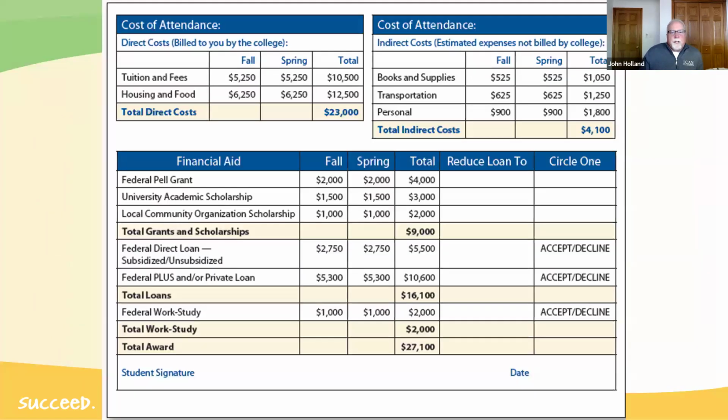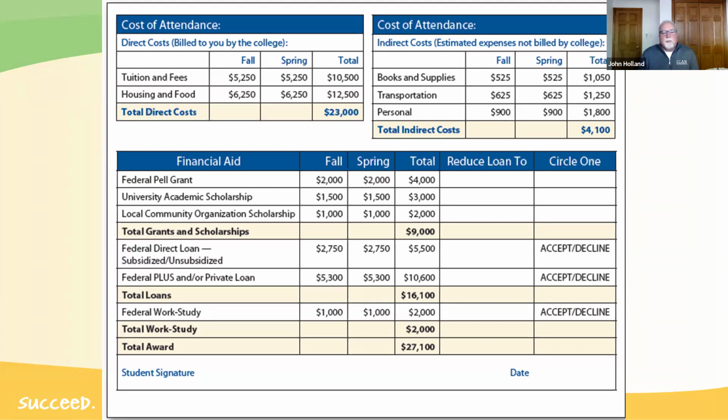So I do have an example of a financial aid offer showing here, and there's also an example or two in the booklet that you have if you downloaded the booklet. Every financial aid offer can look just a little bit different, just to let you know. But on this one, they have the cost of attendance at the top. Now, notice the cost of attendance is broken up into two different kinds. There's the direct costs and the indirect costs. So the direct costs would be costs that go directly to the college or university, such as tuition and fees, and then housing and food if the student lives on campus.